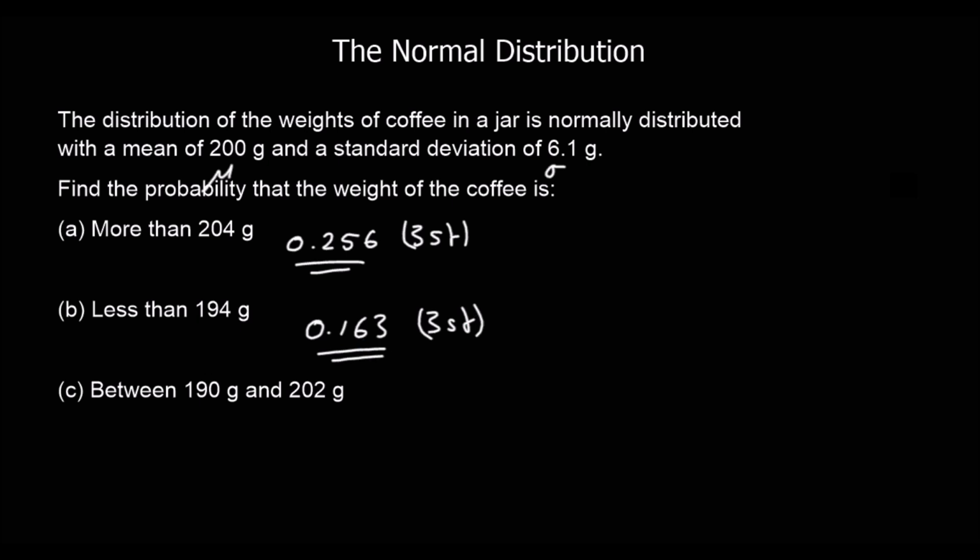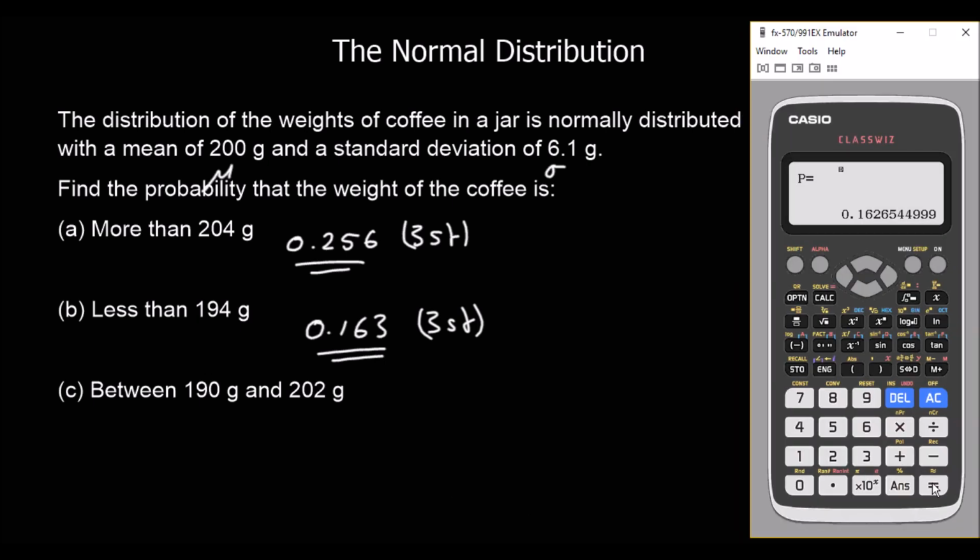And the last question, between 190 and 202. So the lower is 190. The upper is 202. And that's a probability of 0.578.